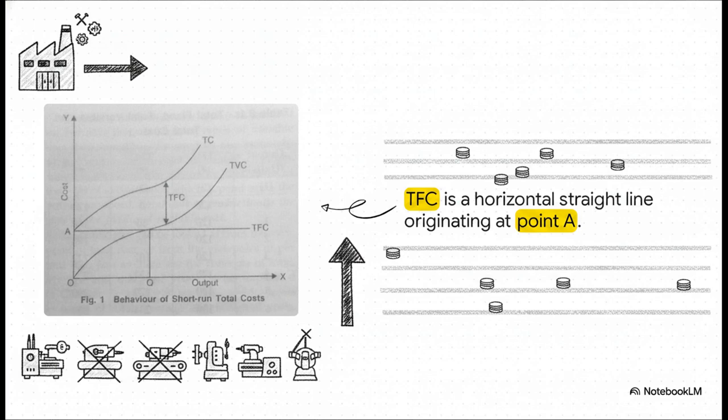This visually proves a critical concept. Even if your output on the x-axis is completely zero, meaning the factory doors are locked, the lights are off, zero chocolate is being made, your total fixed cost is still a positive amount. It's represented by that distance OA. And it remains constant at that exact amount at every single level of output moving to the right. This is the defining characteristic of what economists call the short run. You are locked into certain fixed obligations, and there's absolutely nothing you can do about it right now.